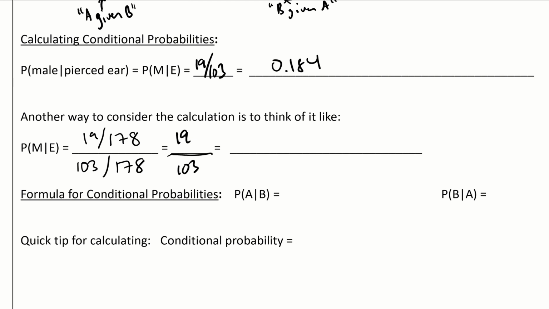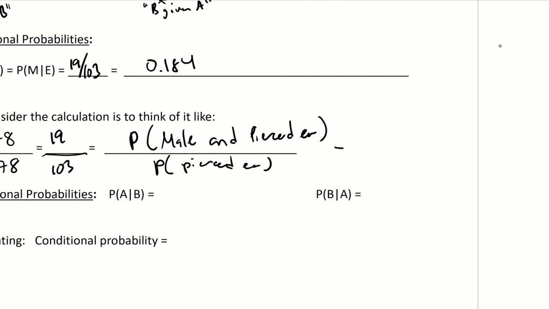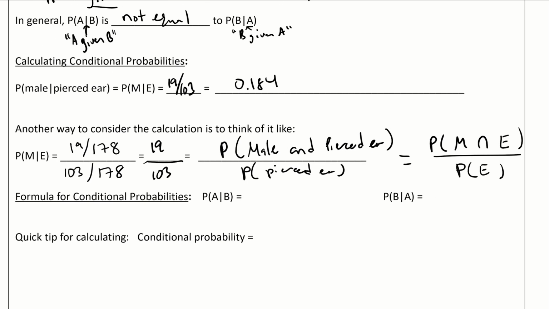And that will give me the exact same probability. Now, notice that this was the probability. The top was the probability that it was a male and they had a pierced ear, right? Over the probability of pierced ear. In other words, it was the probability of male and pierced ear divided by the probability that they had a pierced ear. And that's essentially the formula we're going to talk about. The formula for conditional probabilities.